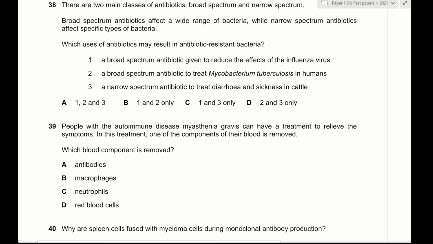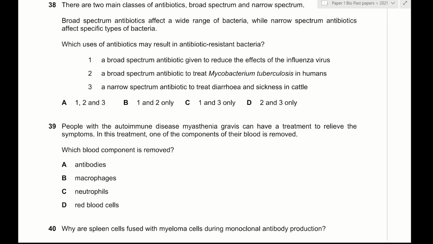38. There are two main classes of antibiotics, broad spectrum and narrow spectrum. Broad spectrum antibiotics affect a wide range of bacteria, while narrow spectrum antibiotics affect specific types of bacteria. Which uses of antibiotics may result in antibiotic-resistant bacteria?